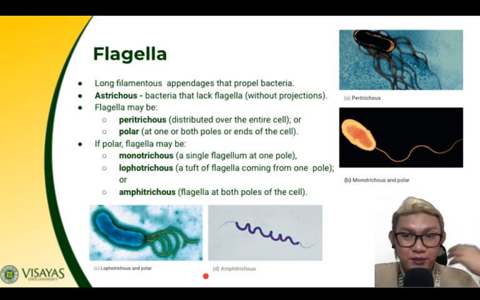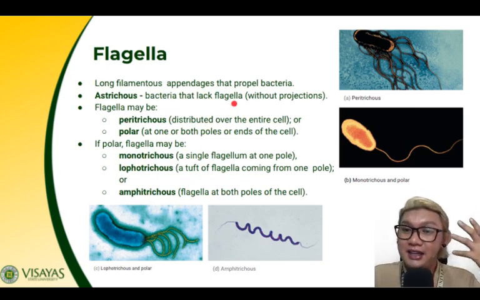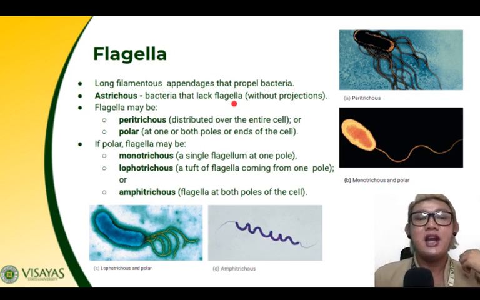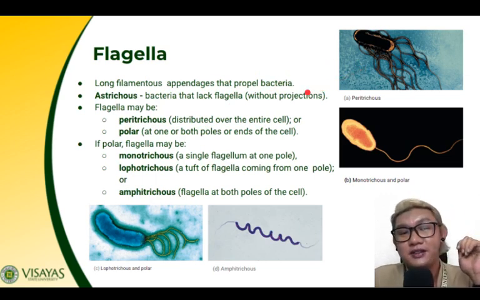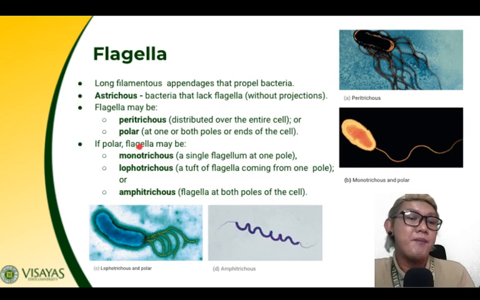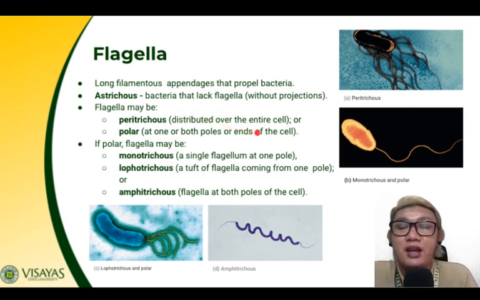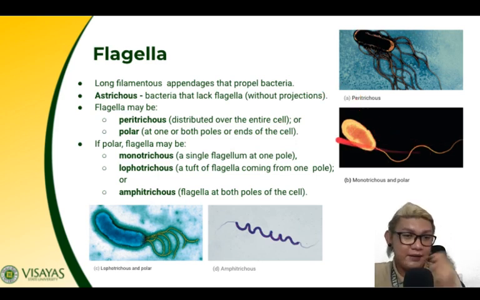Flagella are one important extracellular structure in prokaryotes. These are long filamentous appendages that propel bacteria, meaning they help them in their movement. Now, how will you describe a bacterial cell that lacks flagella? We call them atrichous. But if they have flagella, they may be peritrichous or polar. Peritrichous are those with flagella distributed over the entire cell. Polar, only at one pole of the cell.